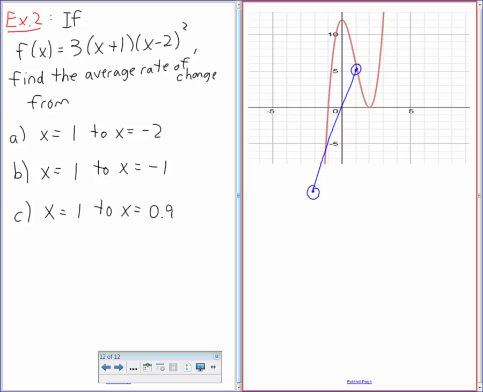For when x is negative 1, we're conveniently right here. So what I'm going to do is just find the slope of that line right there. Are we okay on what I'm doing there? Finally, when x equals 0.9, we're going to be up here somewhere like this, approximately. So the graph is going to be sort of something like that without a ruler.